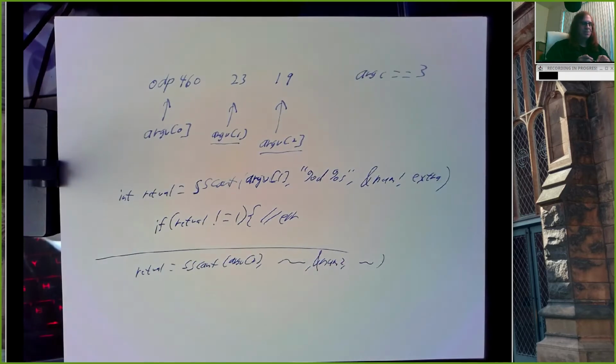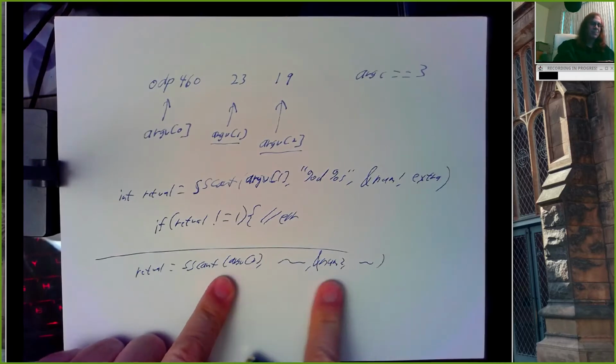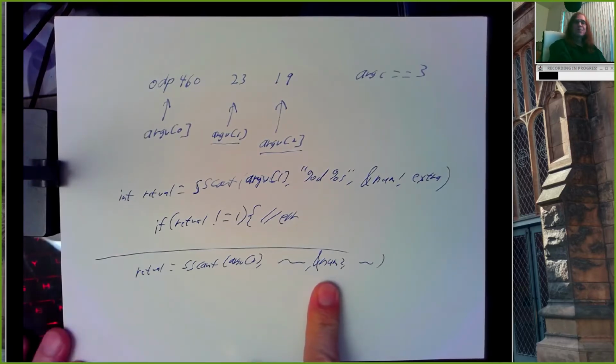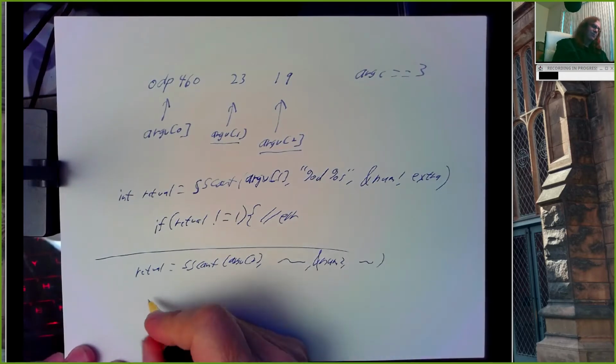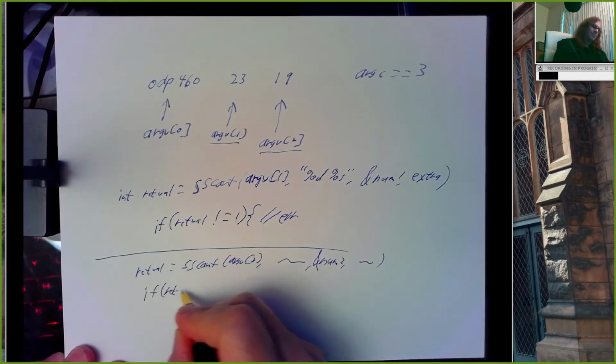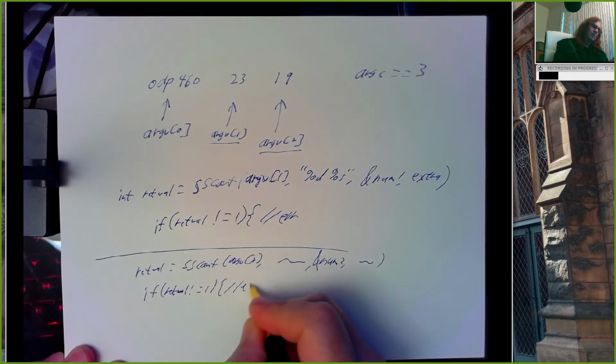And in this case, I'm going to scan argv bracket 2. I'm going to save the integer in ampersand num2. So you'll want to declare those as integers. And I'll do another check. If retval is not equal to 1, that's another error.